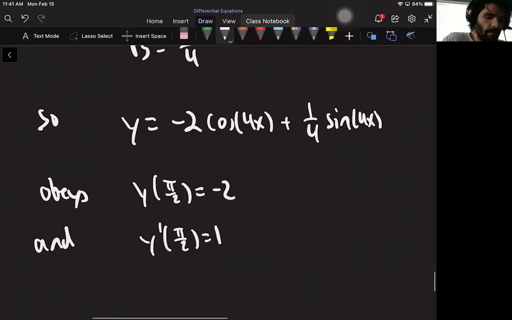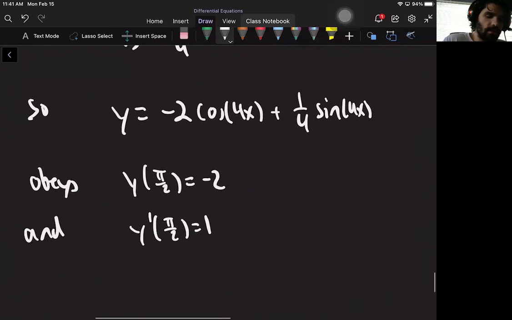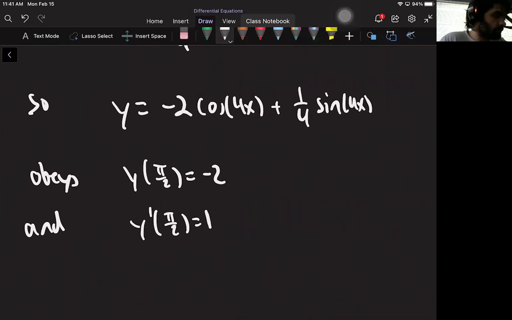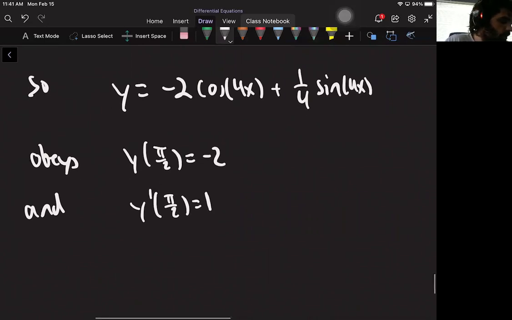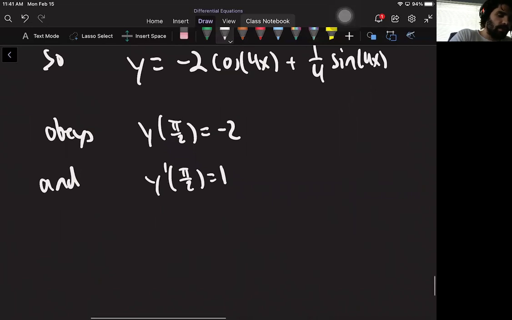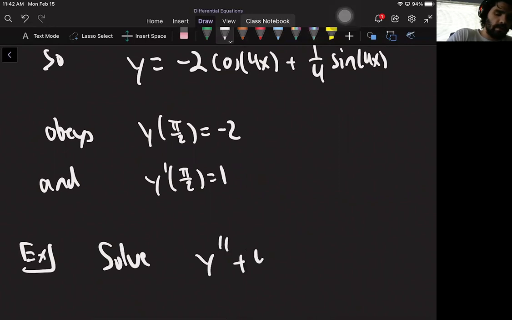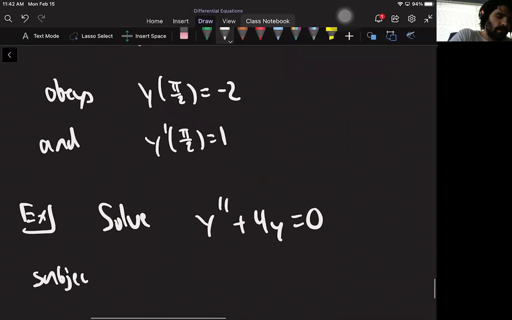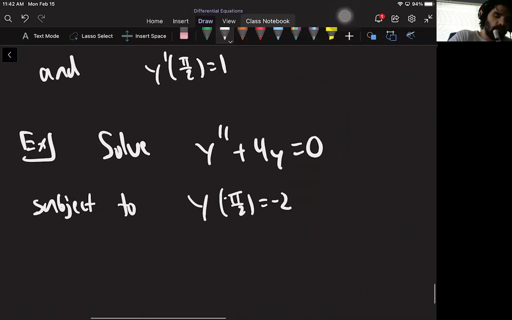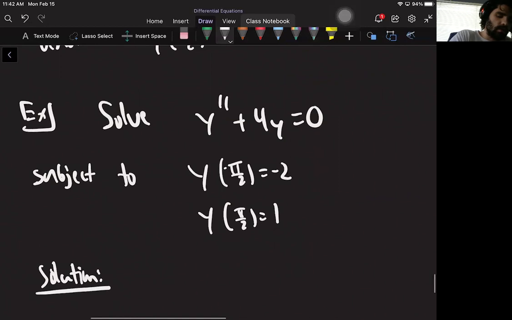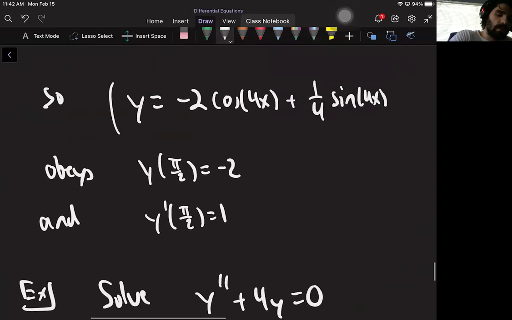So you would also say that it solves the initial value problem. Let me say it in that way too. If I said solve y double prime plus 4y equals 0, that was the original differential equation, subject to these two conditions, then the solution would be what we just wrote, this thing.